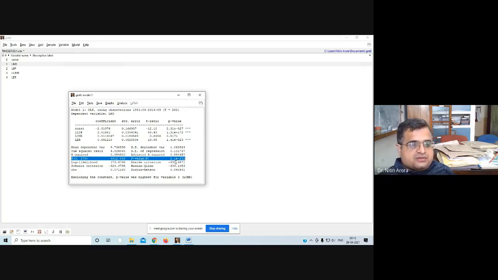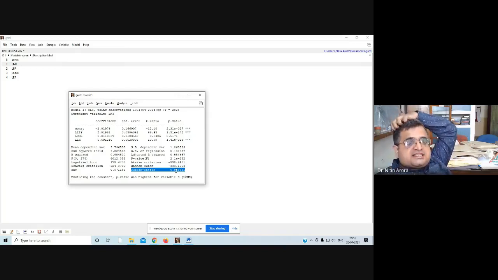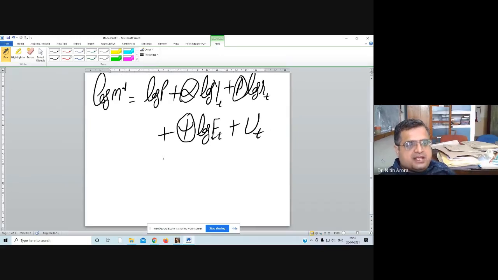But the issue is the Durbin-Watson statistic. You can see this Durbin-Watson statistic is 0.845931. So 0.845931 means what? There exists autocorrelation in this model estimation. Hope you know the Durbin-Watson statistic represents the existence of autocorrelation.